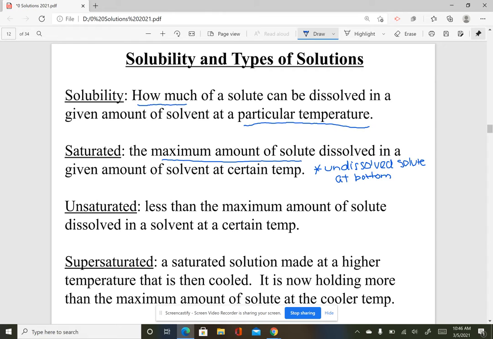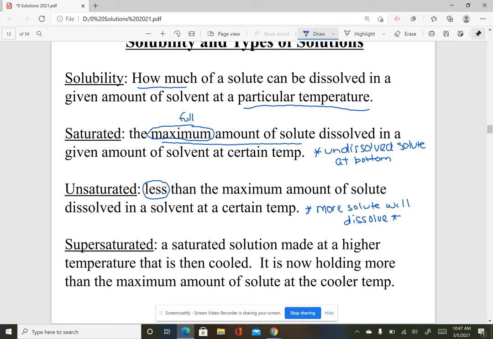Unsaturated means that we have less than the maximum capacity of the water. So if you did try to put more solute in, it would dissolve because the water has room in it. So let's write that here. More solute will dissolve, which is different from the saturated solution where we would say it would fall to the bottom. Okay, so I want to write here full.